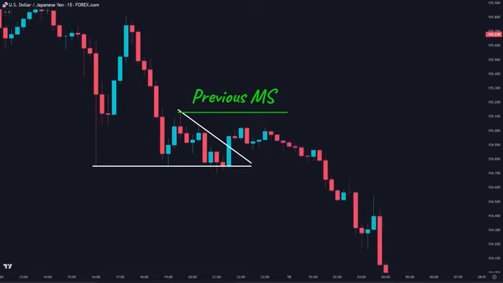Now we can see that this break was nothing more than a fake out, and the price has broken the support area to the downside. Then it continues the dominant downtrend.